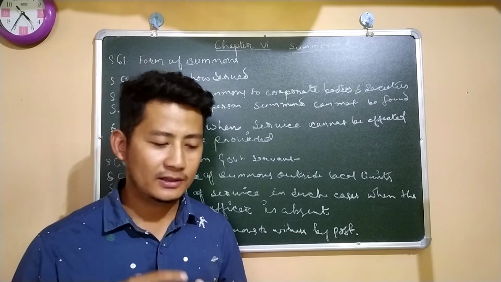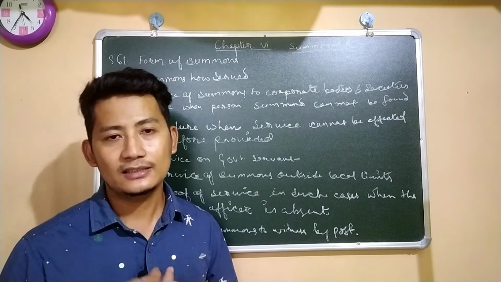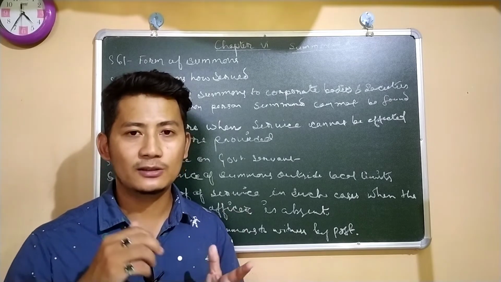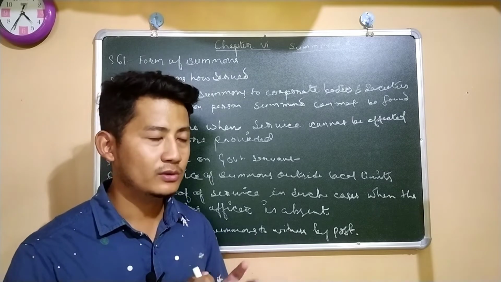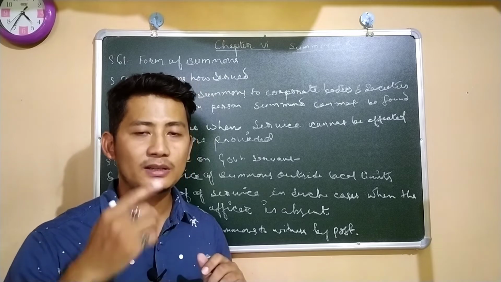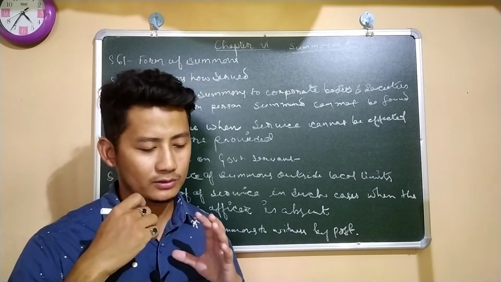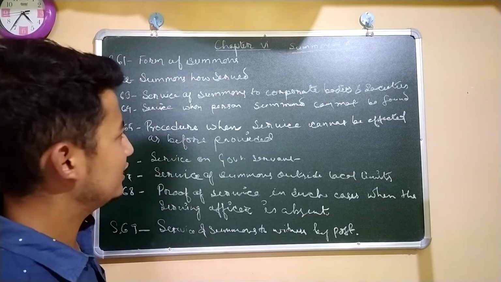Okay, and if the summons is served by letter, then in that case it shall be deemed that the summons is duly served in the ordinary course of the post. Suppose a letter takes 10 days to be delivered, then within 10 days it will be deemed that the summons has been duly served. Okay, so this is what section 63 talks about.